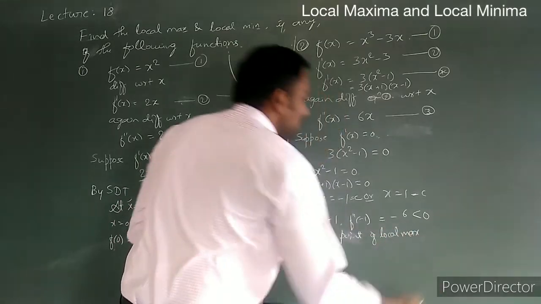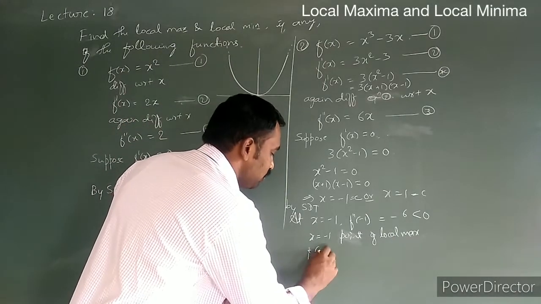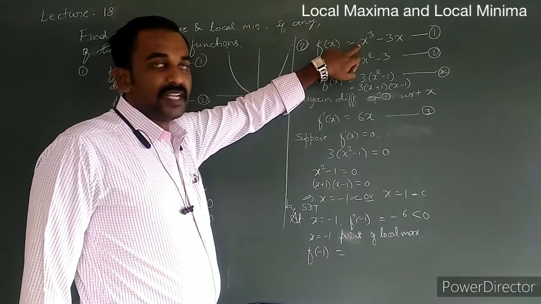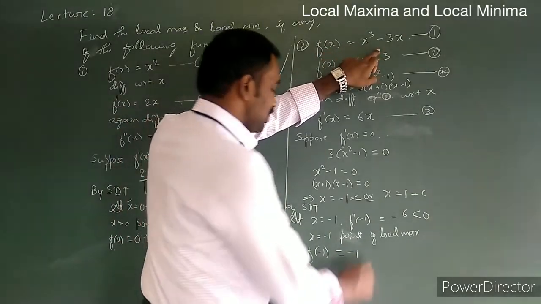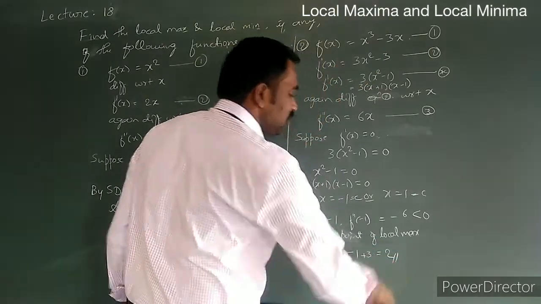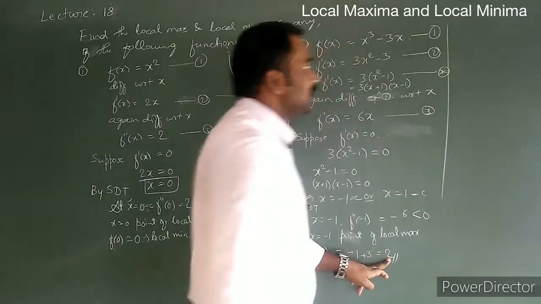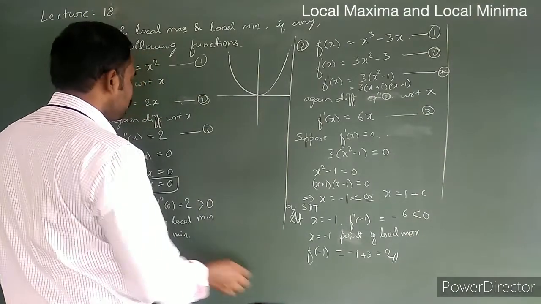And we need to find that. What is that local maximum value? So f of minus 1 is equal to minus 1 minus, minus, plus 3, which is equal to 2. That is the required local maximum value. Now I just continue here.